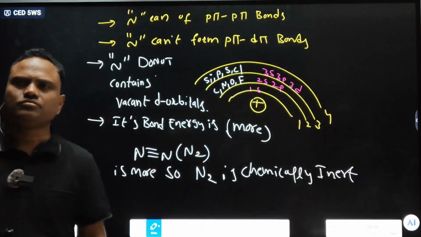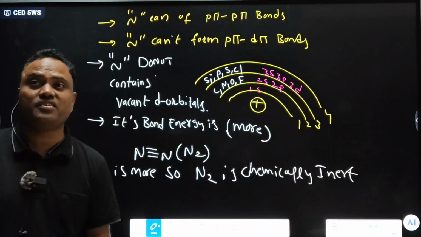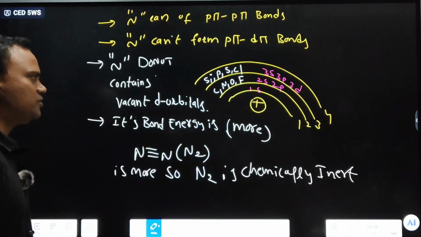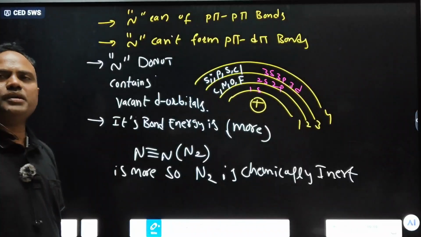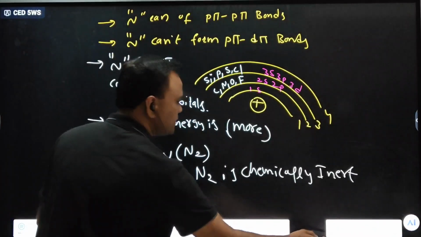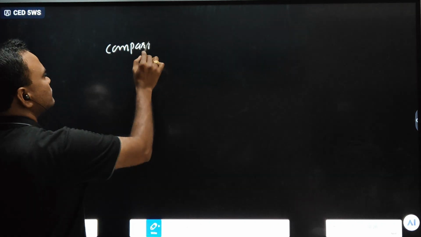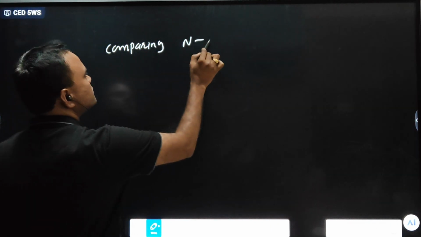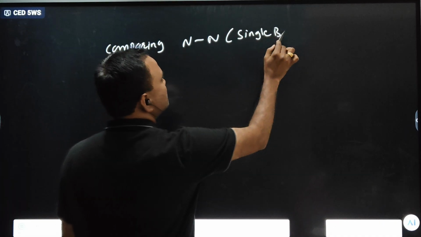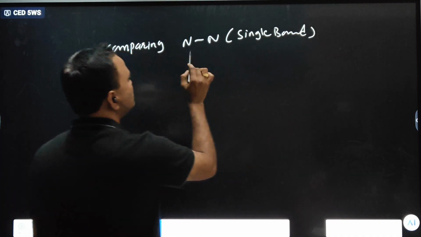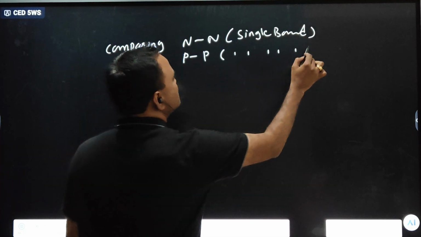Okay. Now let us consider single bonds: N single bond N, P single bond P bond energies. This is also very important. Comparing N single bond N, P single bond P, like that. Next small heading: comparing N single bond N (only mention single bond in the bracket), P single bond P, and so on.